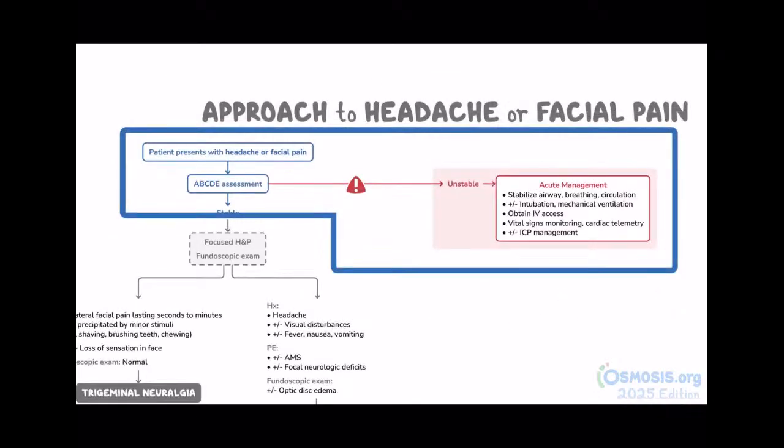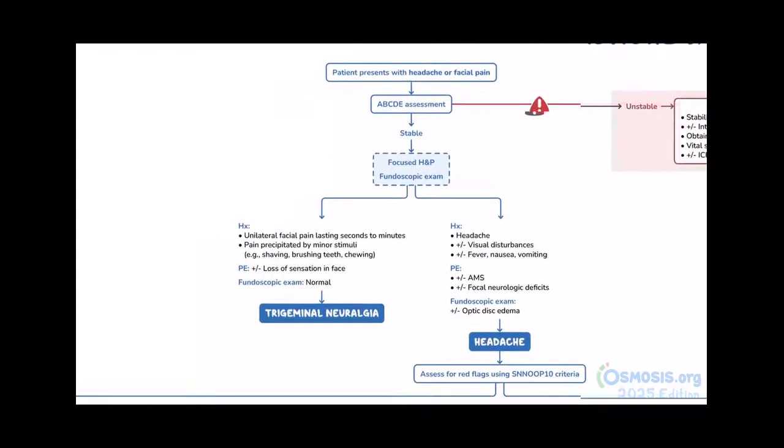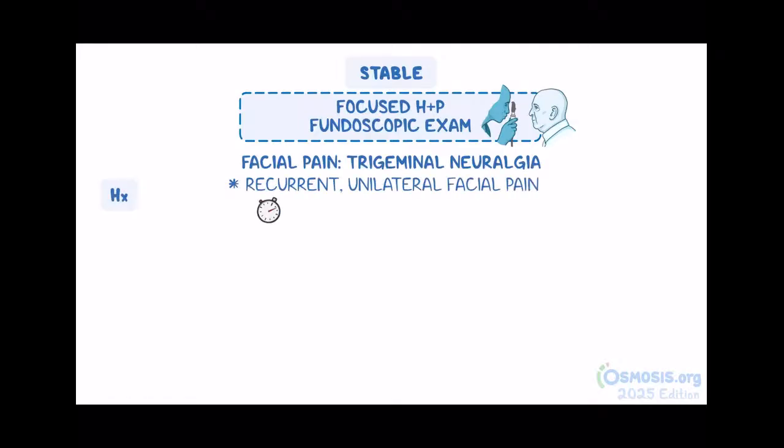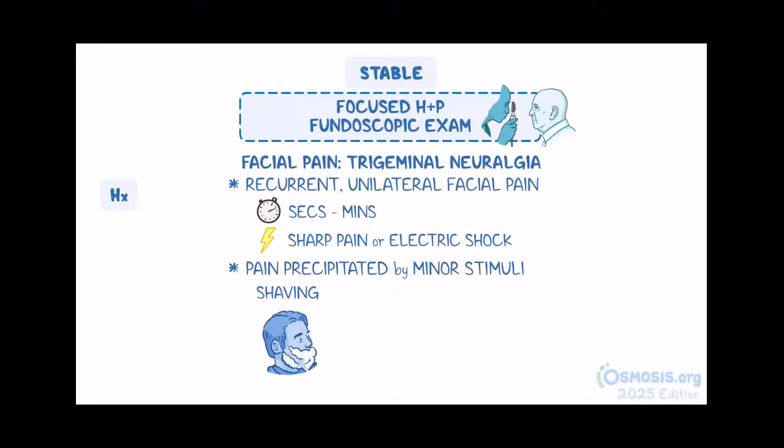Okay, let's go back and talk about stable patients. In this case, obtain a focused history and physical examination, including a fundoscopic exam. First, let's focus on facial pain, more specifically trigeminal neuralgia. These patients typically report recurrent, unilateral facial pain lasting a few seconds to minutes, often described as sharp pain or electric shock. The pain is usually precipitated by minor stimuli such as shaving, toothbrushing, or chewing.